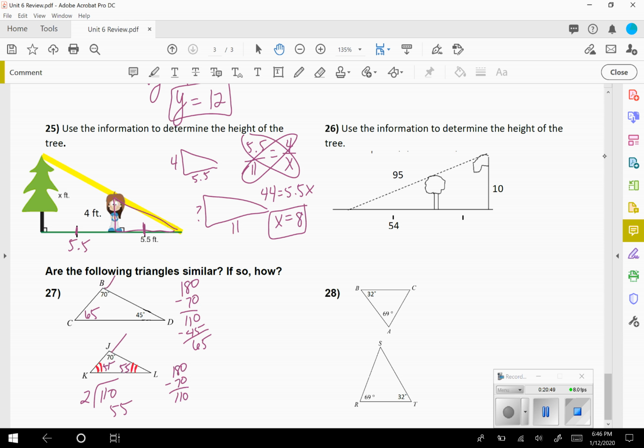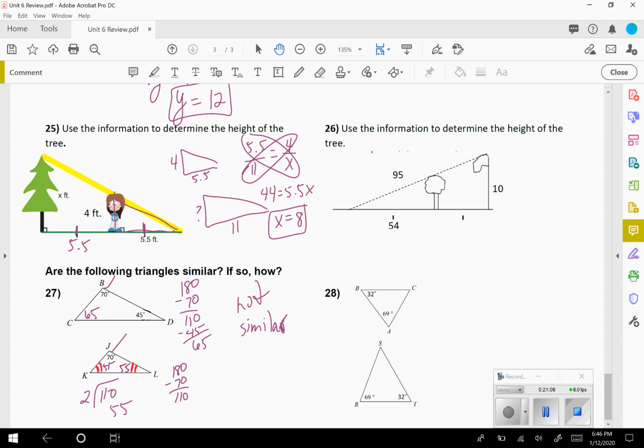So we only have one angle that's in common from both of them. Otherwise, we have 65 and 45, or 55 and 55. So these are not similar. Okay? So there we go.